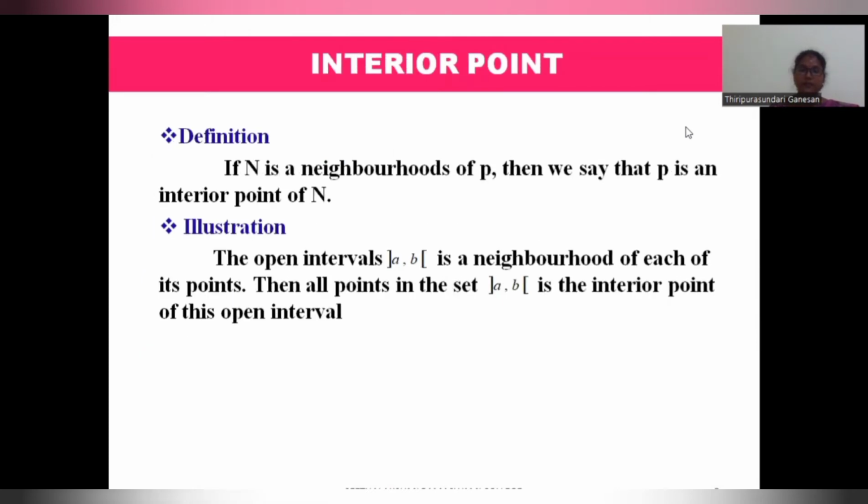Next, we move to the definition of interior point. If N is a neighborhood of a point p, then we say that p is an interior point of N. The example is, if we consider an open interval (a, b), which is a neighborhood of each of its points, then the collection of all points in this open interval (a, b) is called the interior points of the corresponding set.